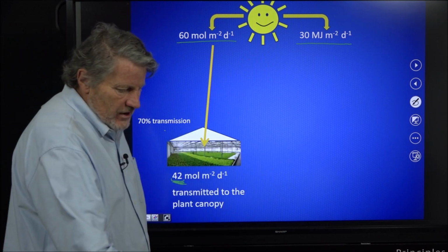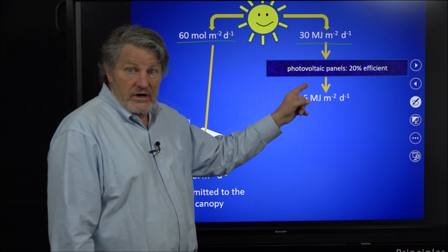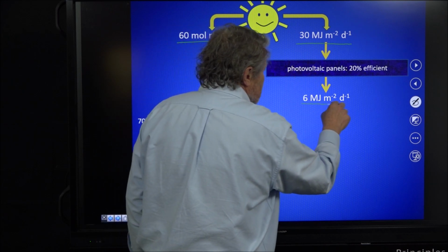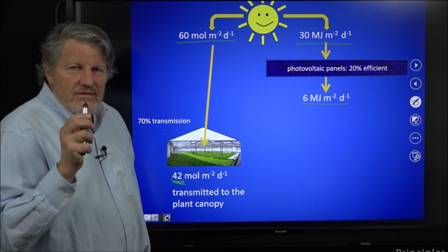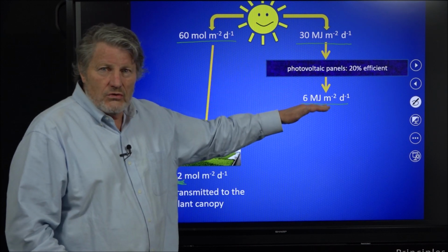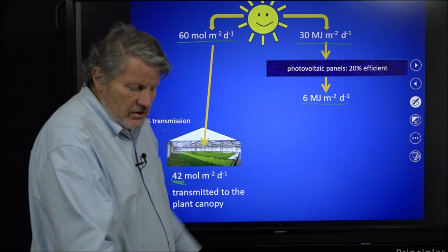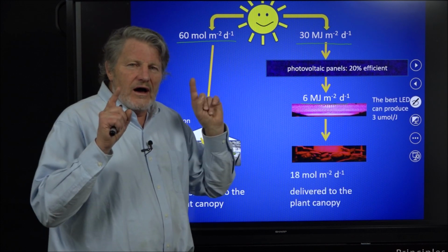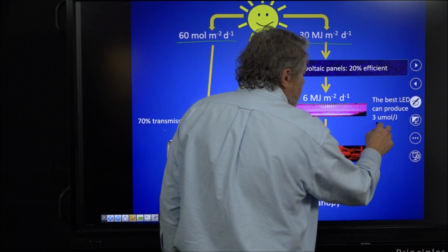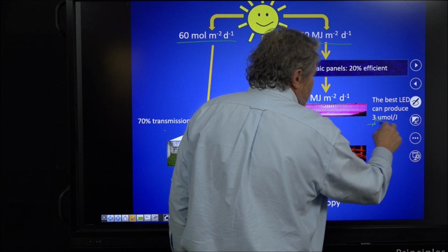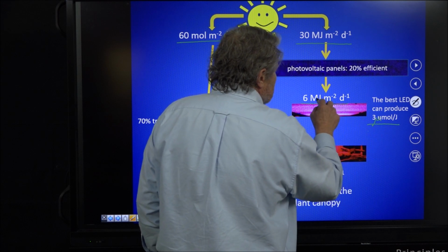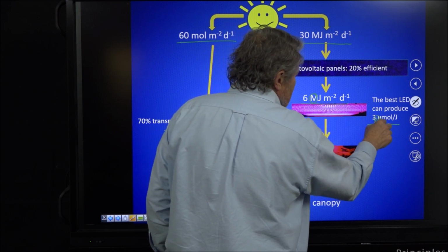Now let's analyze this side. First step, photovoltaic panels, 20% efficient. So that's 30 goes to 6 moles per meter squared per day that is captured as electricity from the sun per meter squared of solar panels. Now we take the electricity, put it through LEDs. Our very best LEDs can get to 3 micromoles per joule of photons. Micromoles of photons per joule. This is 10 to the M, 10 to the 6. This is 10 to the minus 6.